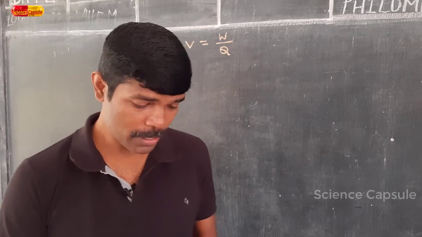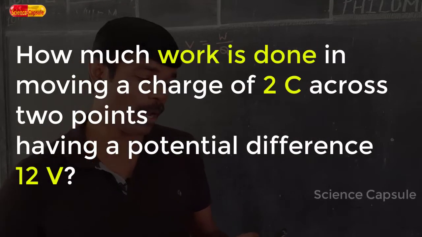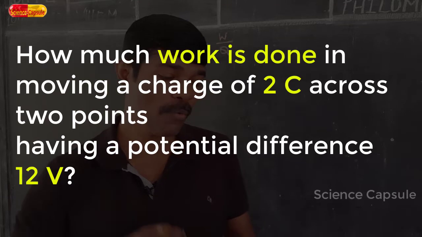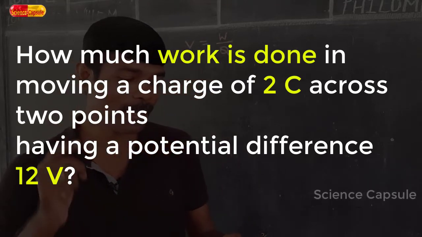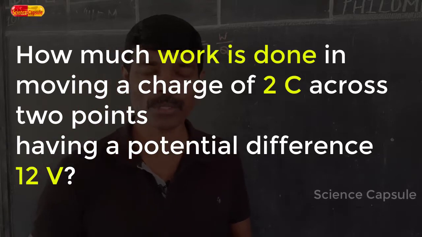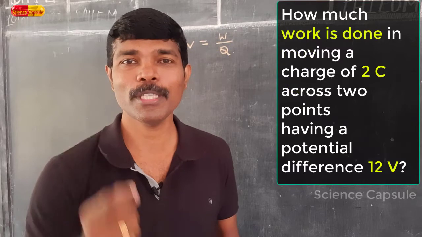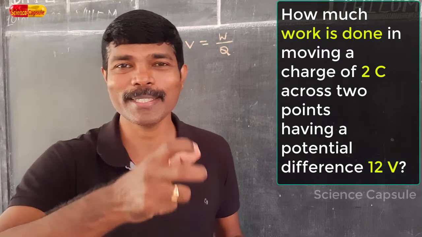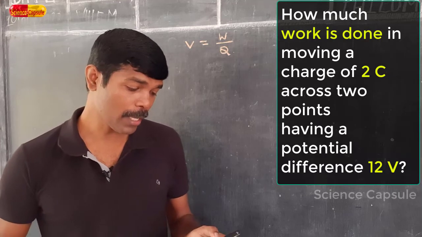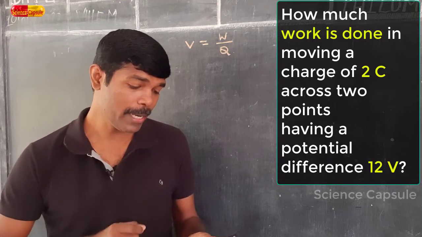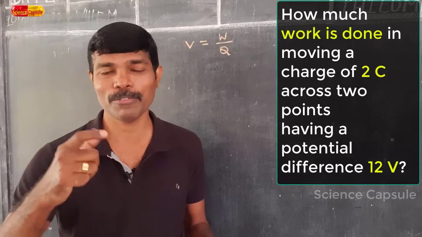On the basis of this, a question is given in your textbook. Here on the screen you can see the question: How much work is done in moving a charge of 2 coulomb across 2 points having a potential difference of 12 volt? Let's see how to solve. The first thing we have to do is extract the given quantities from the question. What are the quantities given? The given quantities are 2 coulomb across 2 points. Coulomb is the SI unit of charge, isn't it?